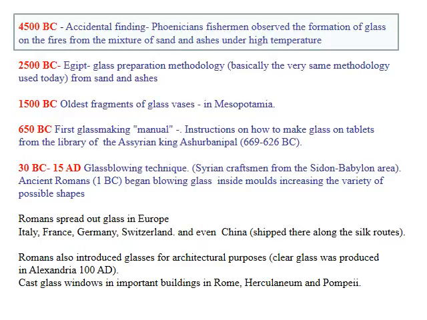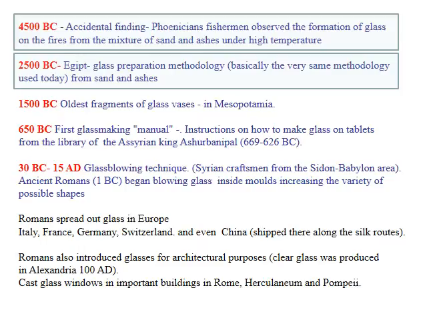4500 BC, the accidental finding. Phoenician fishermen observed the formation of glasses on the fires from the mixture of sand and ashes under high temperature. 2500 BC, Egypt. Glass preparation methodology was established. Basically the very same method we use today, from sand and ashes.